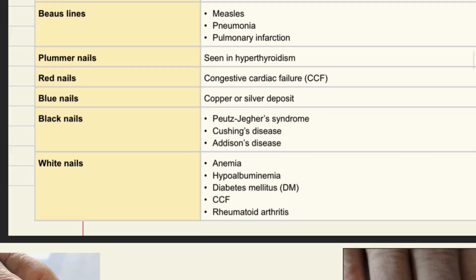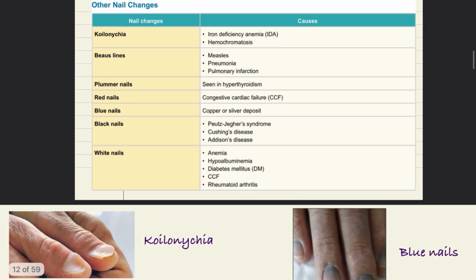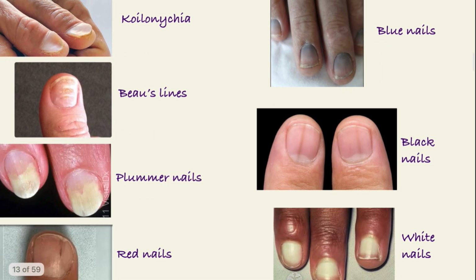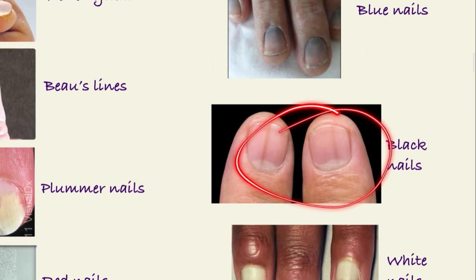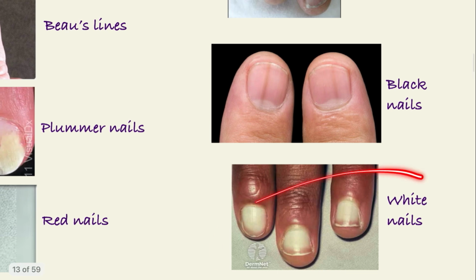Then we have red nails seen in congestive heart failure. You can see this is the red nails seen in congestive heart failure. Then we have blue nails seen in copper or silver deposit. Then we have the black nails. This is the black nails seen in Peutz-Jeghers syndrome, Cushing disease or Addison's disease. Then we have white nails. As you can see, these are the white nails.